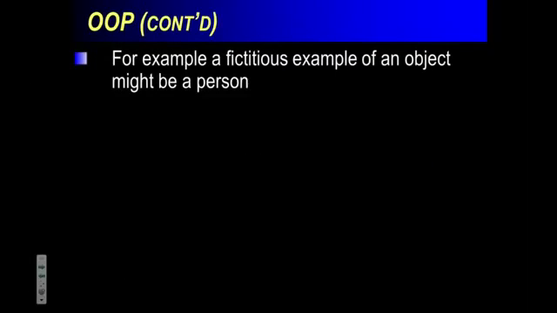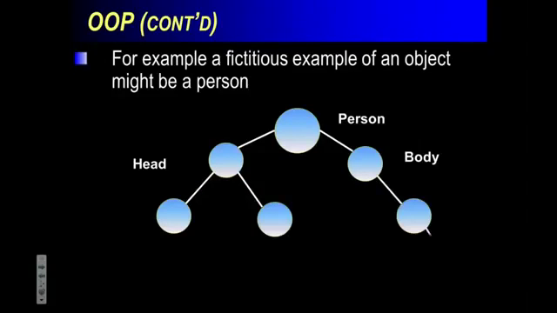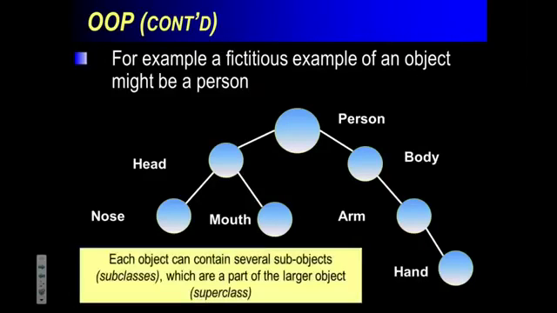Okay, so let's imagine that we had a person as a fictitious object. So here's our person. They're the object. We could then categorize sub-objects of that person. So they have a head section, they have a body section. The head section has a nose and a mouth. The body has an arm, and the arm has a hand. Okay? This is a way we could organize stuff in terms of categorizing that person.